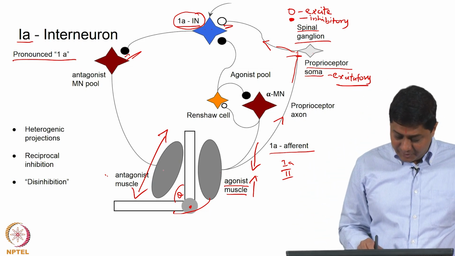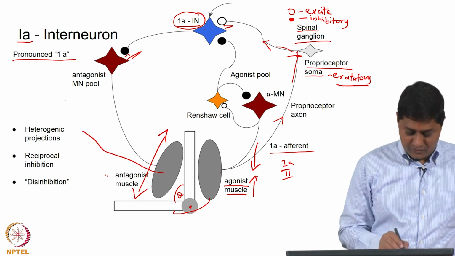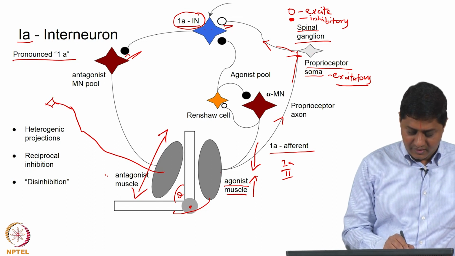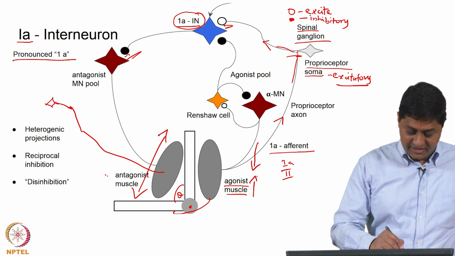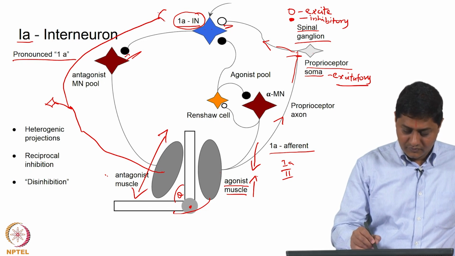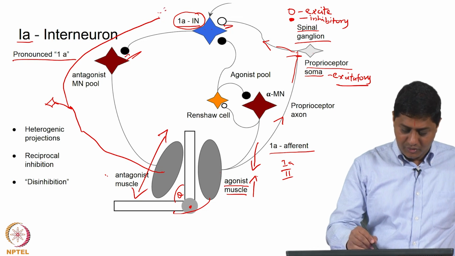I will draw, is that there is a proprioceptor axon here whose cell body is lying in the spinal ganglion, let us say that is the spinal ganglion, and there is a T shaped axon having both orthodromic and antidromic conduction, and there is one more neuron here.